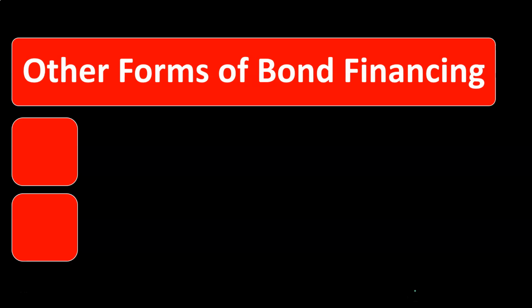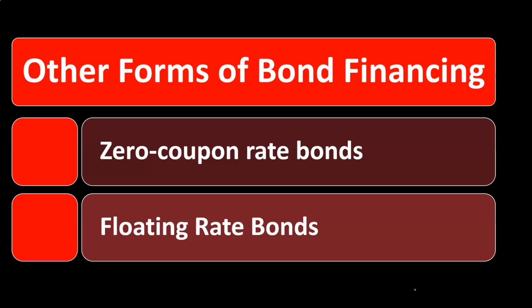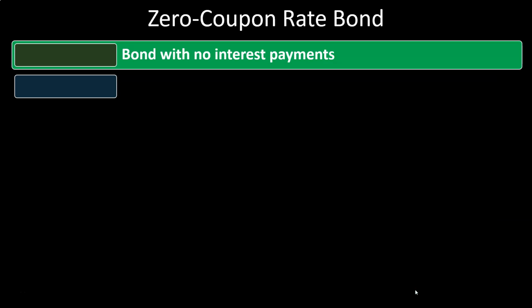Other forms of bond financing include zero coupon rate bonds and floating rate bonds. First, we'll take a look at the zero coupon rate bonds, which are bonds with no interest payment. So if you think about the bond, the components of the bond usually will include the face amount or par value, and then the interest rate and the maturity date. Well, we have no interest or coupon rate because there's no interest payments.